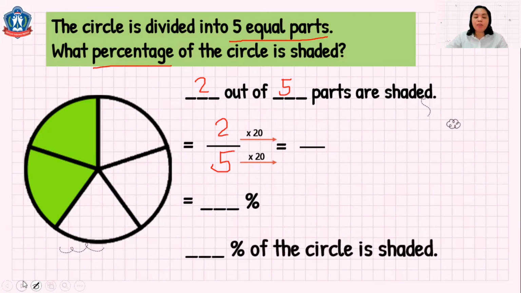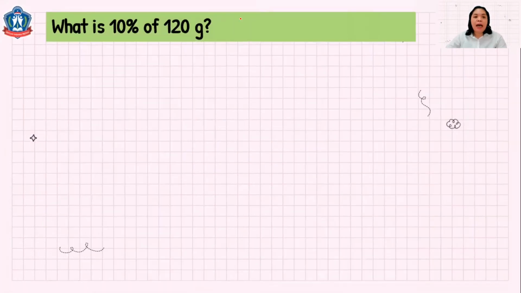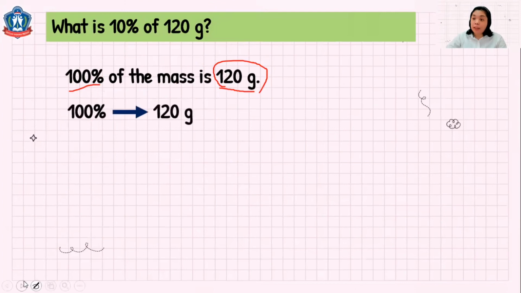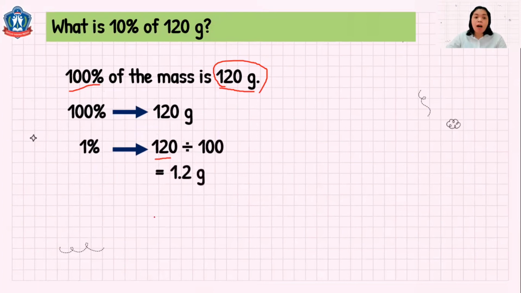Okay, so this is how to find the percentage part of a whole. Okay, I have another here. What is 10% of 120 grams? Okay, so 100% of the mass is 120 grams. When we say 100%, that is the total, so the 120. But we are only looking for the 10%. So 100% is the 120 grams. The 1%, how to get the 1%? Let's divide the 120 by 100, and that is equal to 1.2 grams. So we already have the 1% now, which is 1.2 grams.